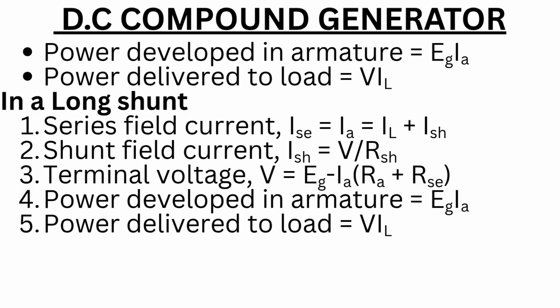In a long shunt, 1. Series field current, IS equals armature current, IA equals load current, IL plus shunt current, ISH. 2. Shunt field current, ISH equals terminal voltage, V divided by resistance of the shunt field, RSH. 3. Terminal voltage, V equals output voltage, EG minus voltage drop at the armature and series field, IA (RA plus RSE). 4. Power developed in armature equals product of output voltage, EG and armature current, IA. 5. Power delivered to load equals product of terminal voltage, V and load current, IL.